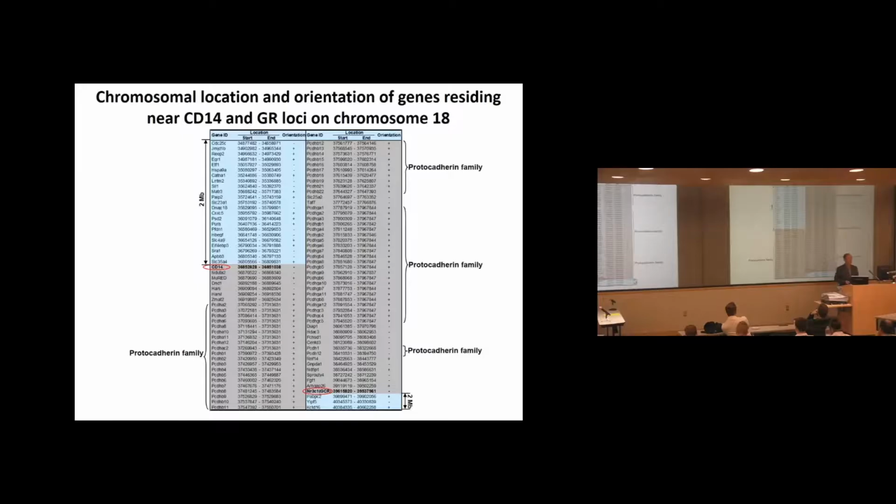So we surveyed what genes are around that area. You can see the CD14 and glucocorticoid receptor on this side. From here to this, that's about 2.7 million nucleotides. And we looked at 2 million upstream and 2 million downstream. We surveyed different genes annotated at NCBI. You can see here that in this region, between CD14 and glucocorticoid receptor, we have a very important gene family, protocadherin.